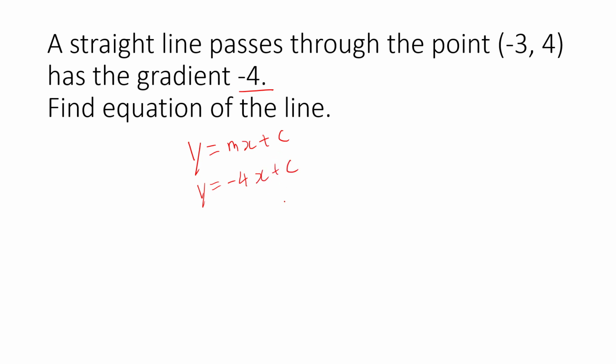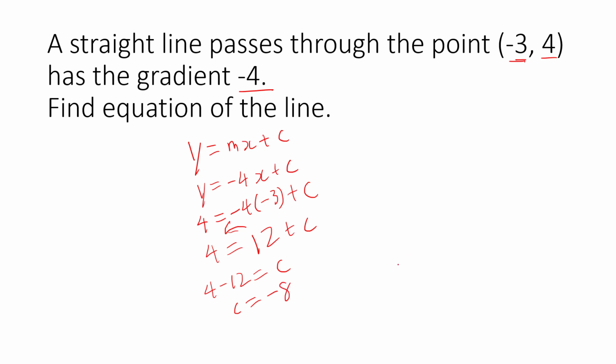So second is we need to find c. How do we find c? We substitute in x and y. So y we can see that is 4. Then x is -3 plus c. 4 is equals to -4 times -3 will give me 12 plus c. So if I bring the 12 over, I will get 4 minus 12 equals to c. c will be equals to -8.